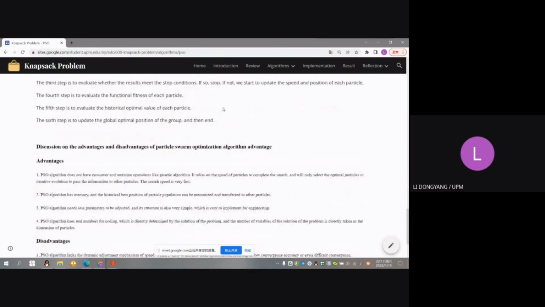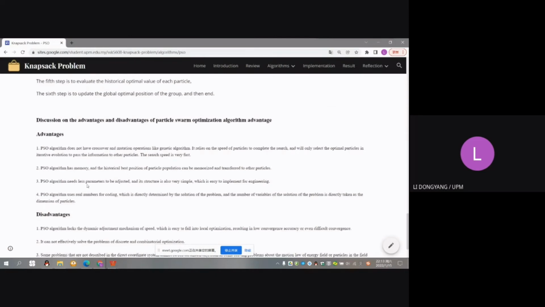For the advantages and disadvantages, first the advantages. The PSO algorithm does not have crossover and mutation operations like the traditional genetic algorithm. It relies on the speed of the particles to complete the search and will only select the optimal particles in each evolution to pass the information to other particles, so the search speed is very fast. The second is that the PSO algorithm has memory. The third is that the PSO algorithm needs fewer parameters to be adjusted, so it is very simple. And the PSO algorithm uses real-number coding, which is directly determined by the solution of the problem, and the number of variables of the solution is directly taken as the dimension of the particles.